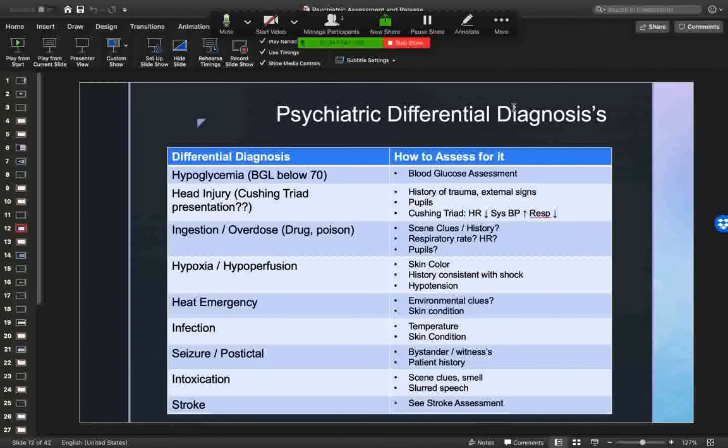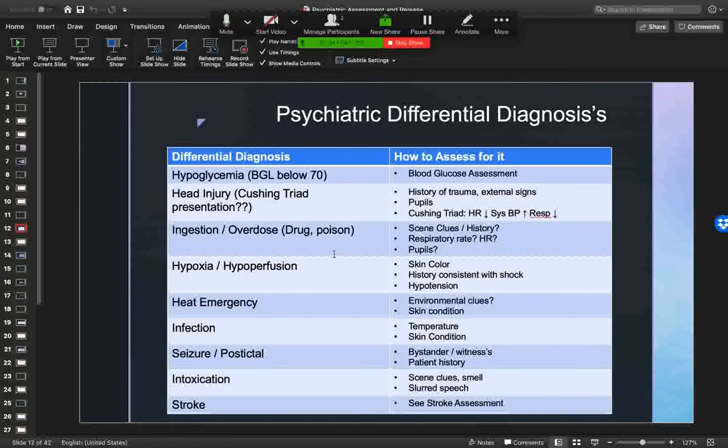So everything on here needs to be memorized. This is really the crux of this assessment part of the course. Okay, so going through it. Hypoglycemia, all right? So our blood glucose below 70. Remember, our new protocols state that it's below 70. How do we assess for it? It's pretty easy. Obviously, blood glucose assessment, okay? So think about it. Hypoglycemia, this could be causing it. This is the really easy one and something that we should really do on any altered mental status.